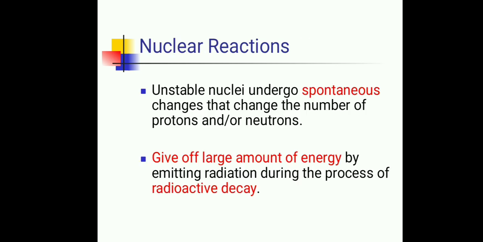Some of the nuclear reactions we know are nuclear fission and nuclear fusion. Unstable nuclei undergo spontaneous changes that change the number of protons and/or neutrons. So that happens in a spontaneous way, giving off a large amount of energy by emitting radiation during the process of radioactive decay.